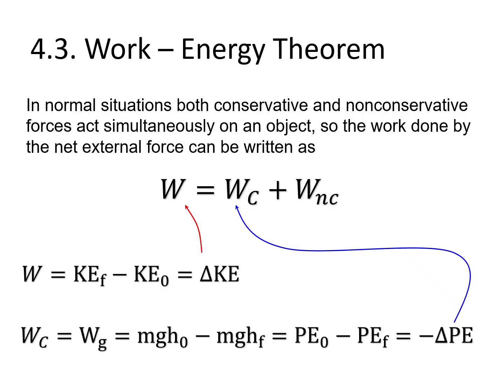For conservative forces, work is connected to potential energy. In the gravitational case, W sub c equals negative delta PE. So this slide is setting up the energy equation that includes both changes in kinetic energy and changes in potential energy. Now we rearrange this into the form we will use for problem solving.